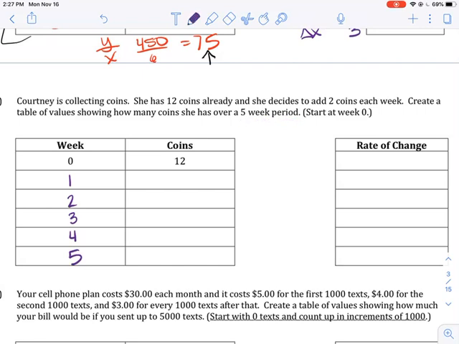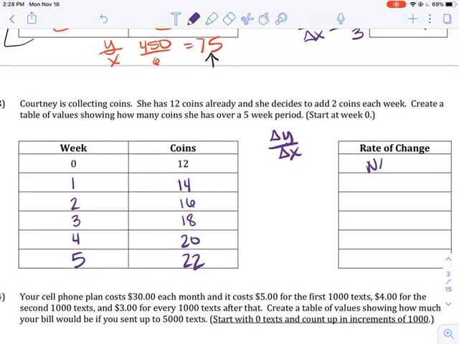Then she adds 2 coins each week. So that tells me she has 14 now, then 16, then 18, then 20, then 22. Okay, for our rate of change, we're going to write change in y over change in x. My first one, remember, I can't find because there's nothing before that. So let's go ahead and find it for my second one, which is week 1. So which one's x and which one's y? Well, if you write xy just like that, you're right. But how many coins she has depends on which week it is. So it does make sense that coins is your y.